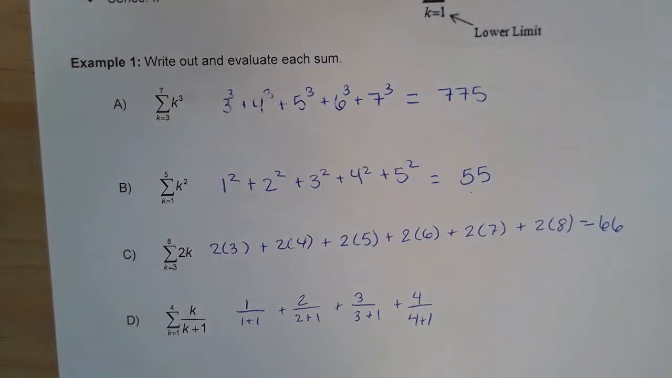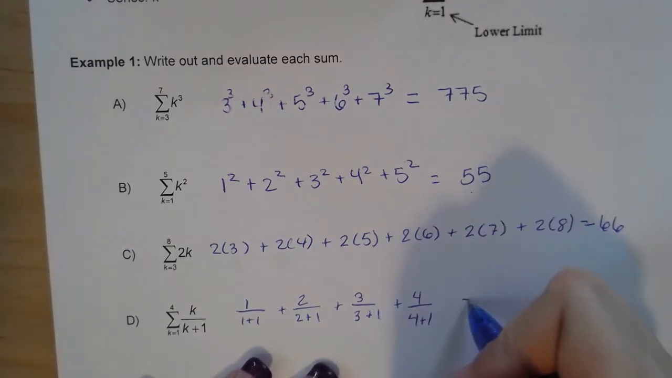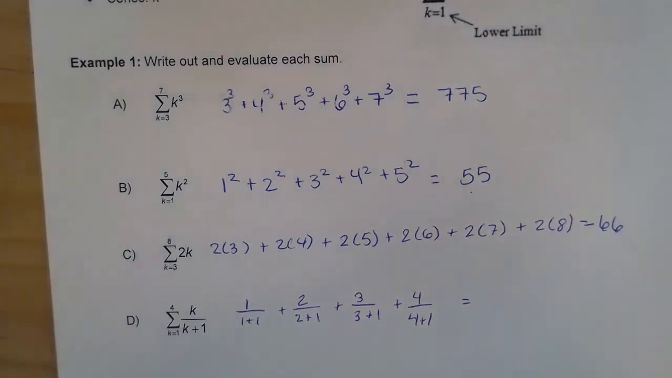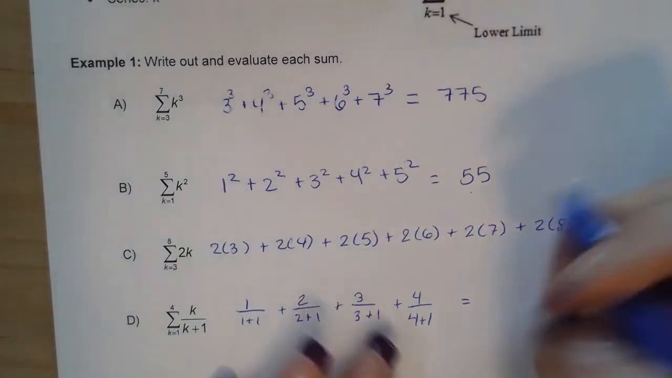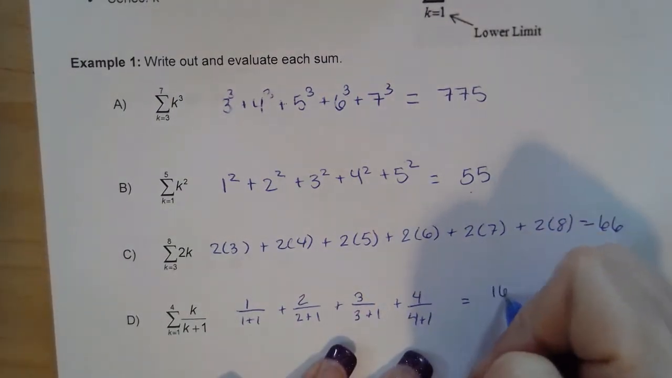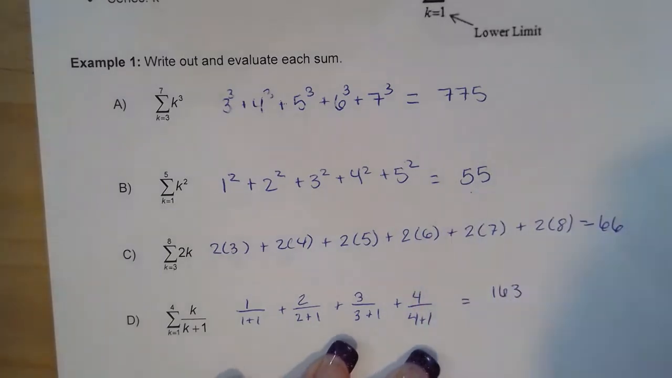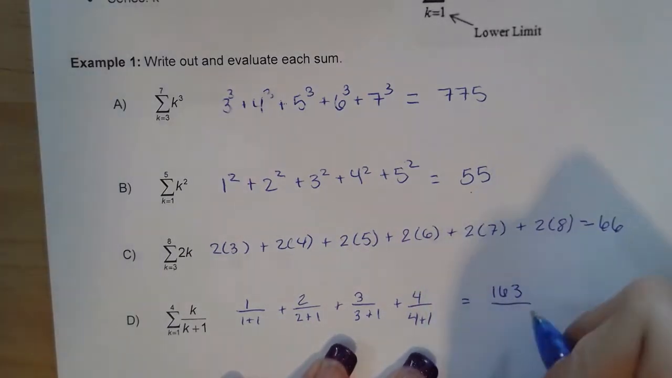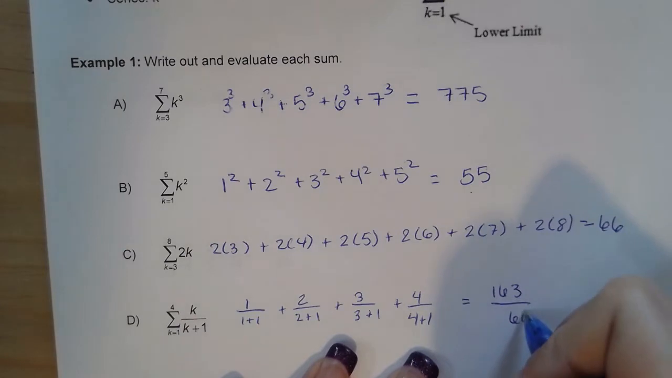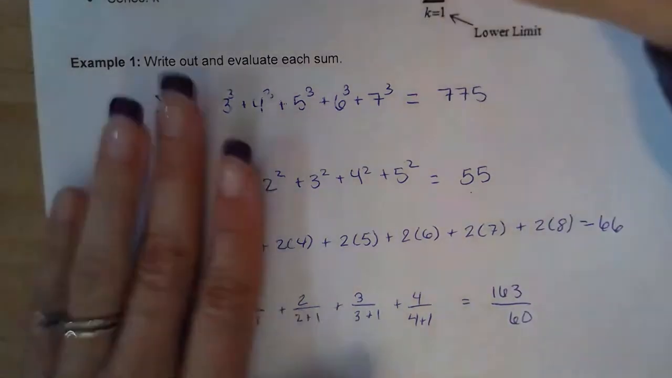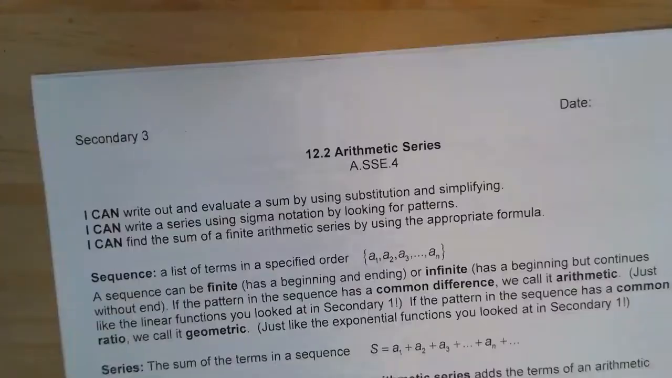Okay, when you do this in your calculator, make sure you're using parentheses around those fractions. And this comes out to be a decimal. So when you do that, change it into a fraction, which you go math, enter, enter. And we get 163, goodness, over 60. Okay? Now, that's your basic setup of what it means to do that.